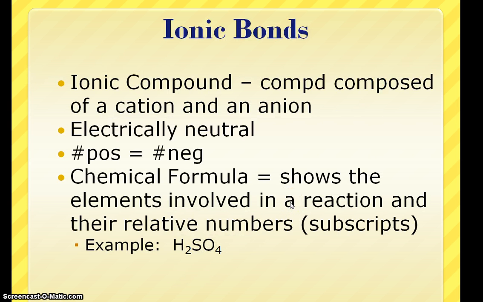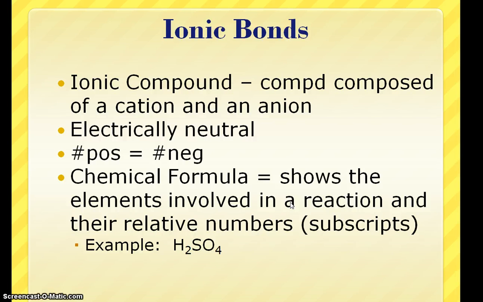A really quick review of what we just talked about. Ionic compounds are made of cations and anions. Cations are positive, anions are negative. In order for an ionic bond to work, the two have to cancel. So the charges from your cations have to cancel the charges of your anions, and that's what's going to make it neutral. That's why every time you touch something, you don't get shocked.